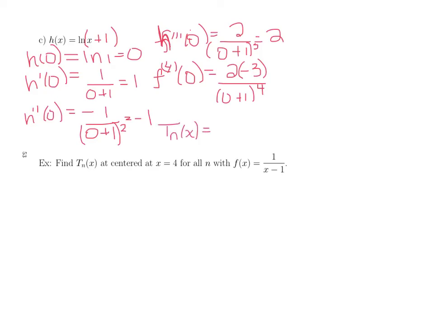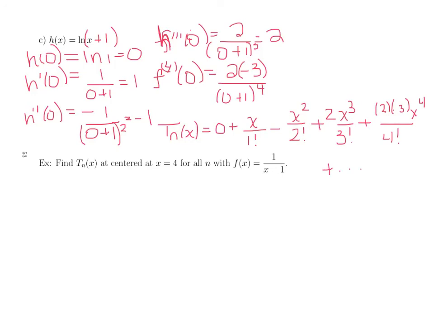So if we start to write this out, it looks like we'll have 0 plus x over 1 factorial minus x squared over 2 factorial plus x cubed over 3 factorial. We're going to put a 2 on top, and then plus -2 times -3 over 4 factorial x to the 4th, and then we're going to keep going. And the question is, what is the pattern that we see here?